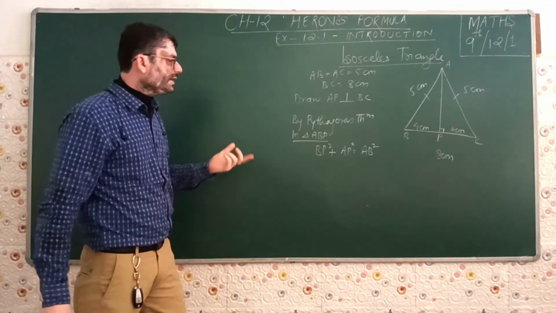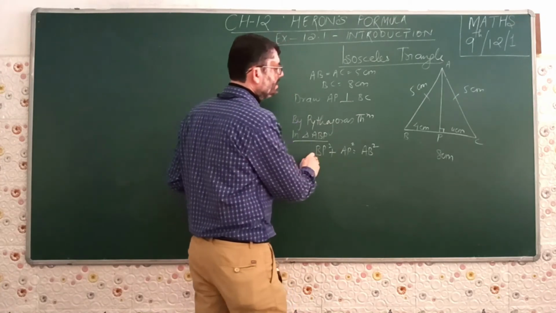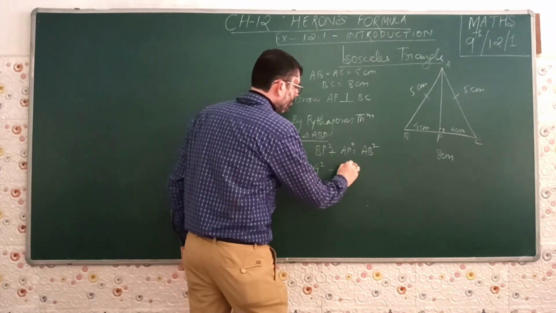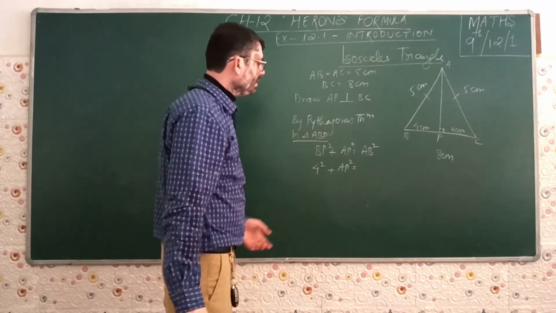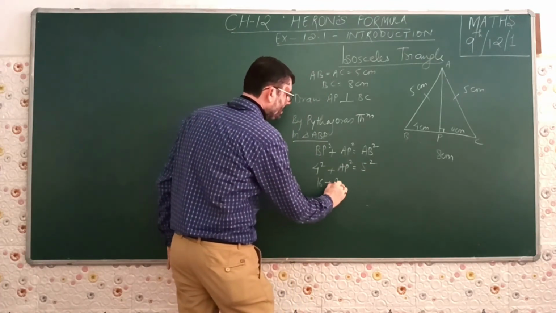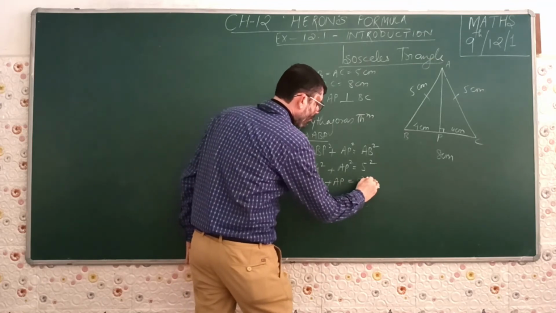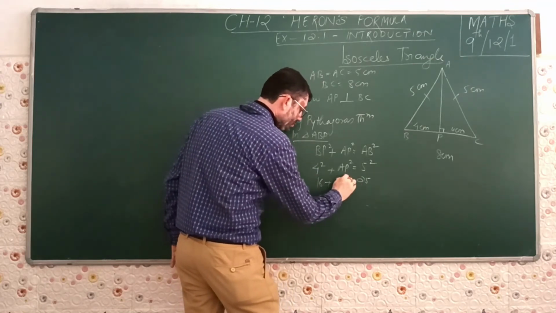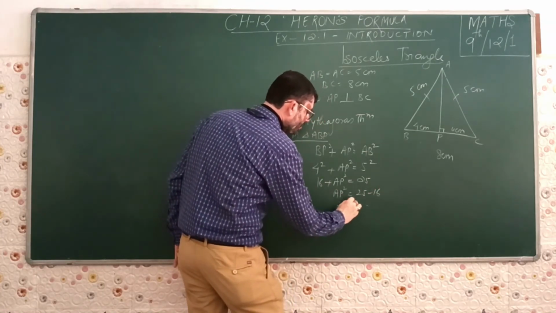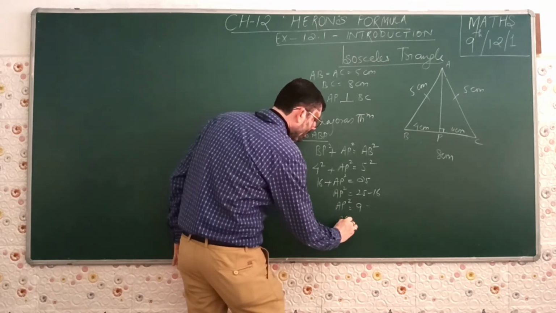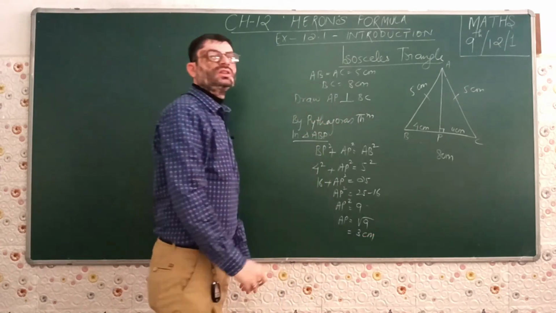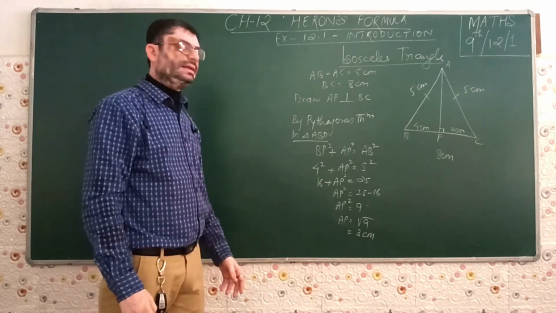Substituting the values from the triangle, we can find AP. BP is given to us as 4, so this is 4 square, plus AP square, we are looking for, as this is the height that we are looking for, and AB square is 5 square. So this is 16 plus AP square is equal to 25. So AP square is 25 minus 16. So AP square will be equal to 9. So AP is equal to root under 9, as we have done previously. And AP is 3 centimeters, as the square root of 9 is 3.